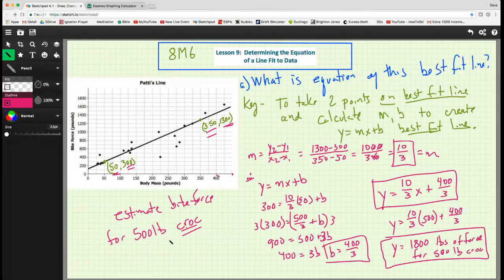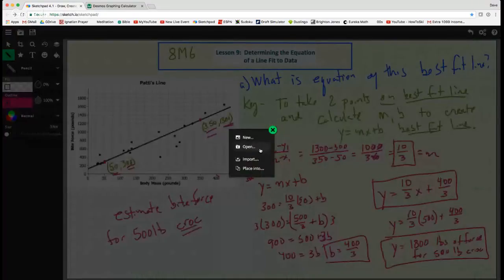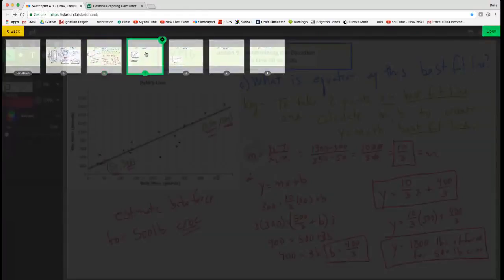All of this stuff in pink is stuff that we did in 8M4. The only key addition is that you needed to find the best fit line, which Patty helped us do, and then find 2 points on that line. And after we found 2 points that are on the line, any 2 points, then we could create our y equals mx plus b best fit line. So now we're going to do 2 examples, build some models, and then do some estimates.